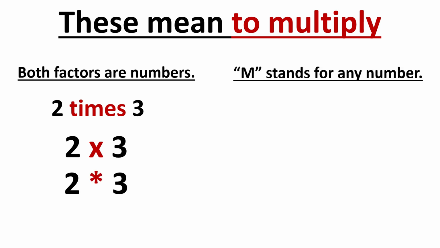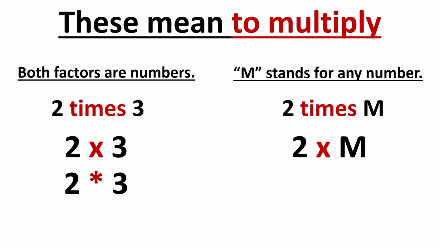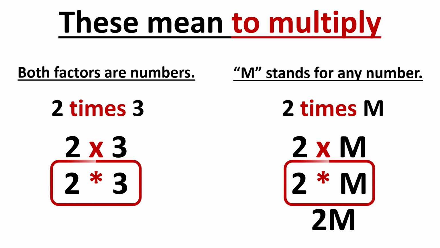These multiplication symbols also apply to letters. Here, m stands for any number. We can write 2 times m in words. We can write it using the letter x. We can write it using an asterisk. And we can also put the number and the letter alongside each other. All of these mean the same thing. We recommend that you use the asterisk symbol to avoid errors.